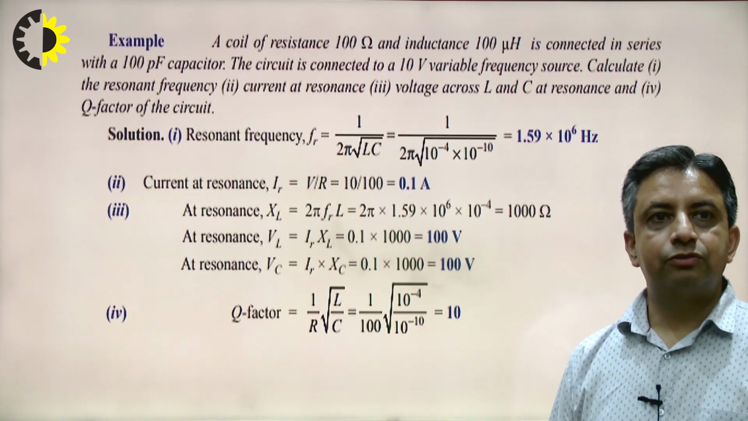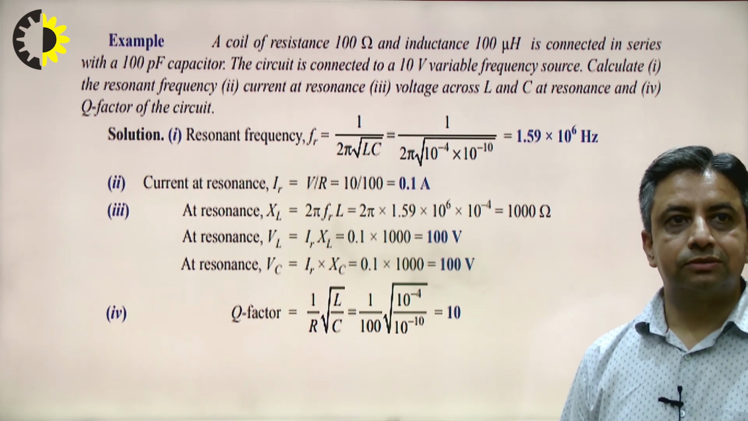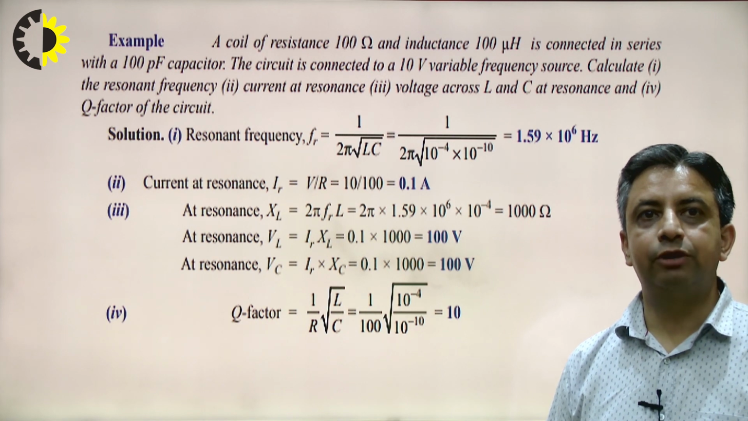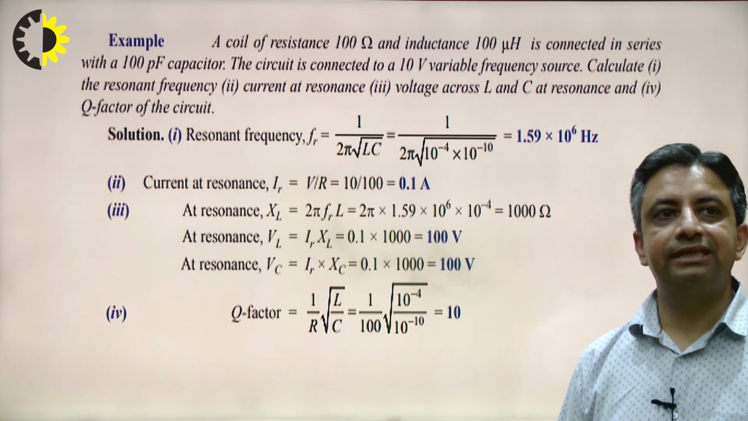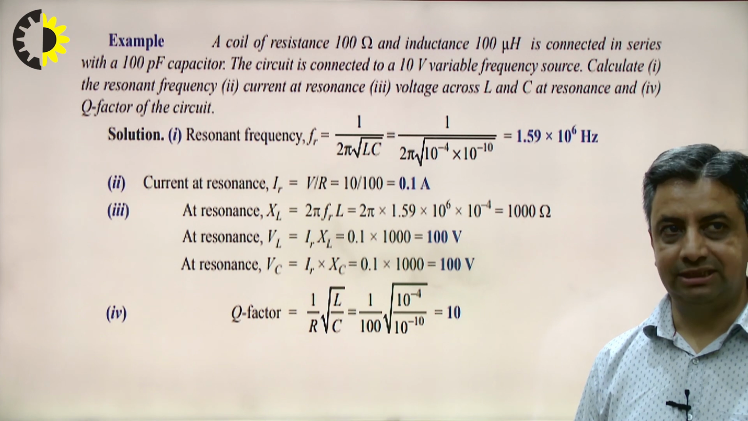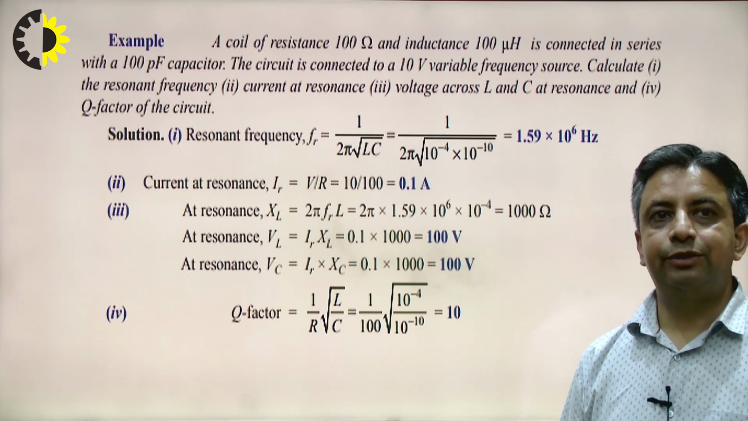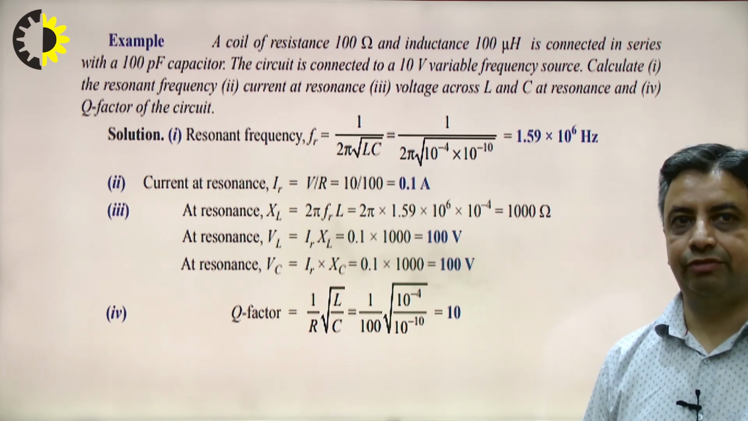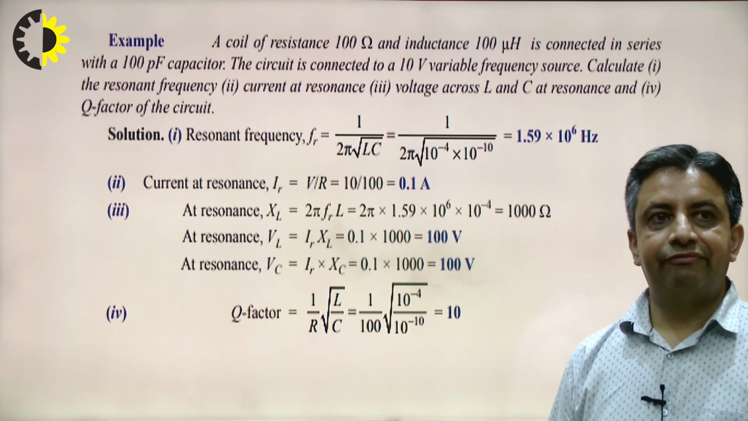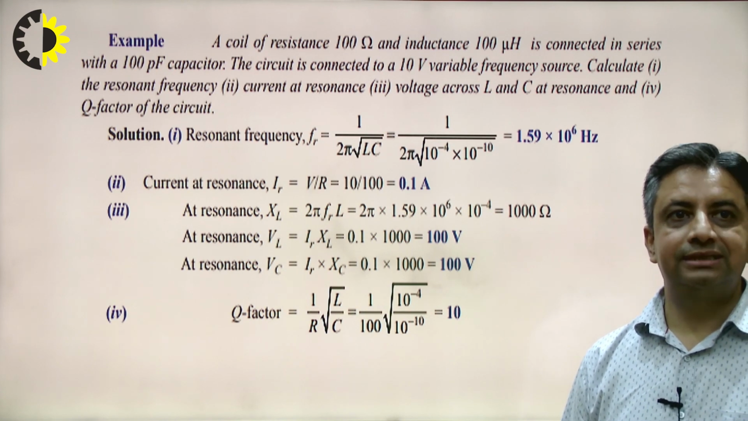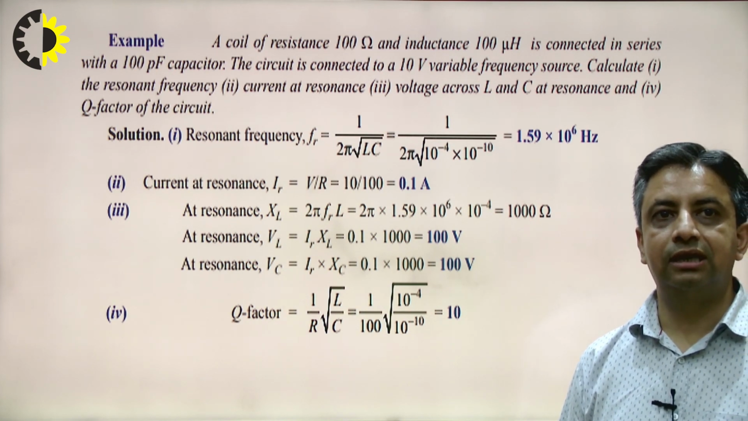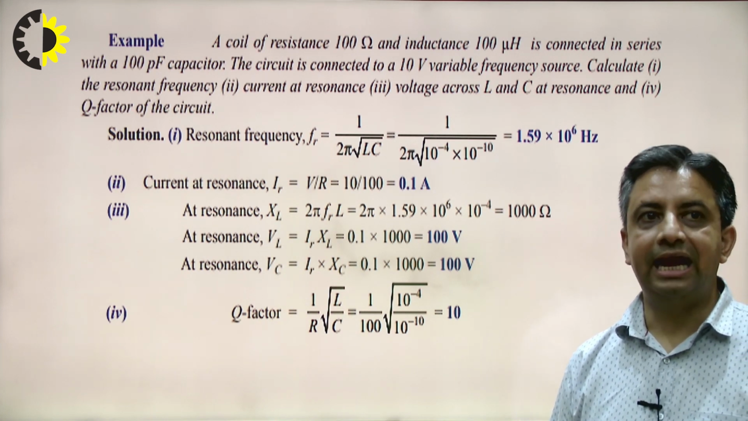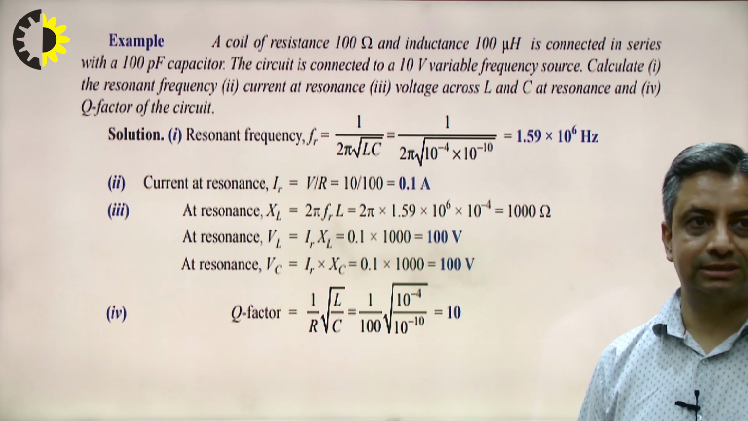Now let us try to solve one numerical related to this also. A coil of resistance 100 ohm and inductance 100 microhenry is connected in series with a 100 picofarad capacitor. The circuit is connected to a 10 volt variable frequency source, that means we can vary the frequency. Calculate first, the resonant frequency; second, the current at resonance; third, the voltage across inductor and capacitor at resonance; and fourth, the quality factor of the circuit.